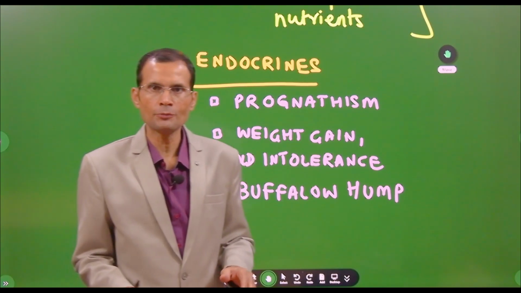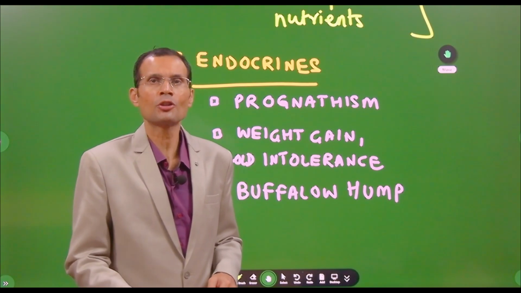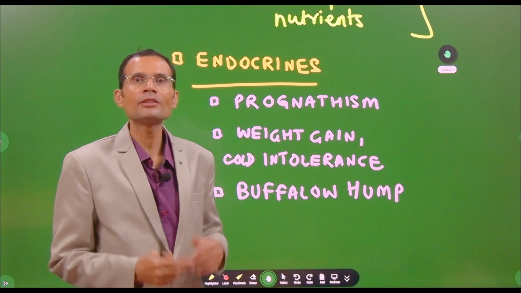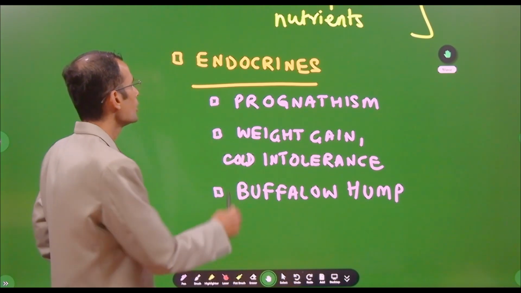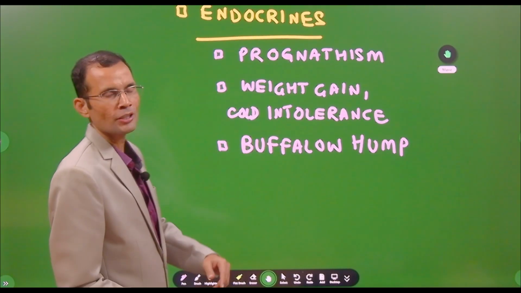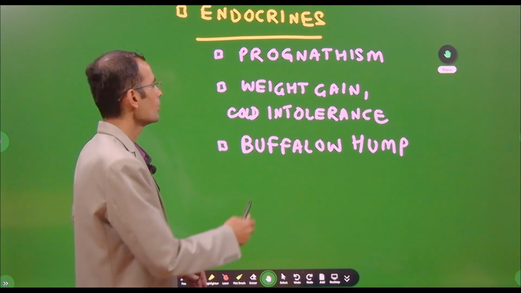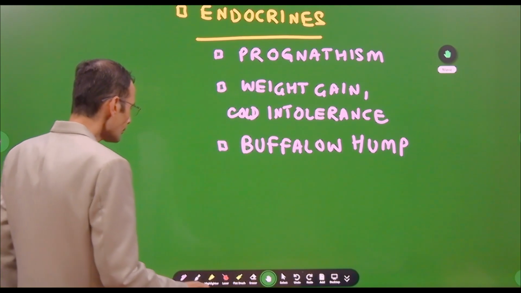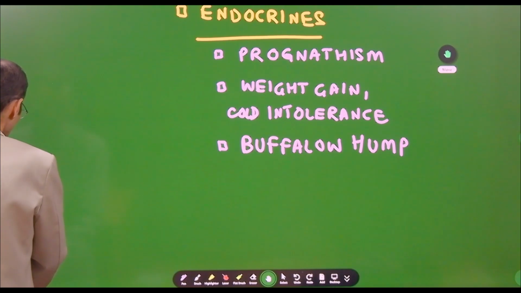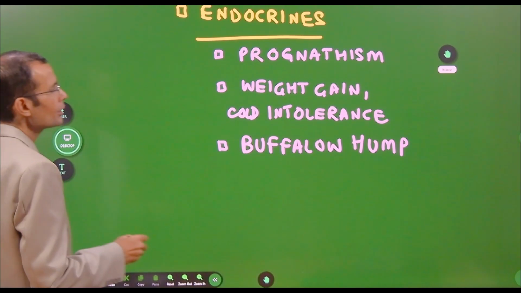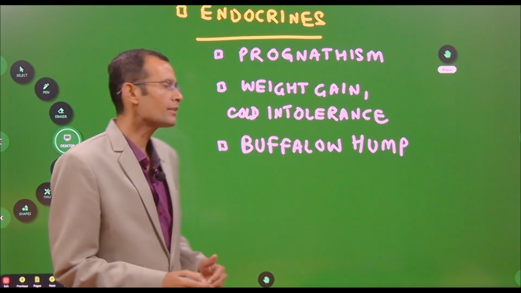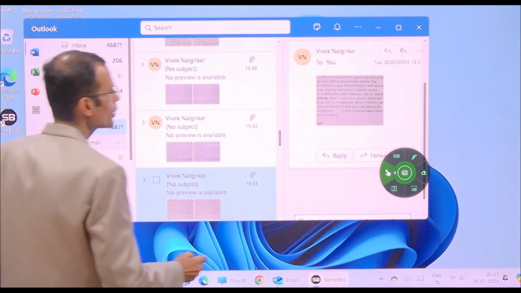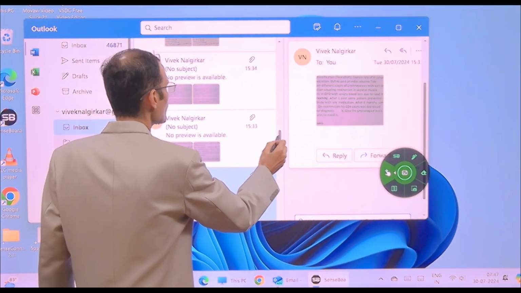So you can easily guess and then write accordingly. Endocrines will be the easiest if the question is on endocrines, like they will say prognathism was seen in the patient. So it's a growth hormone. Weight gain and cold intolerance: hypothyroidism. Buffalo hump: Cushing syndrome. Endocrines will be the easiest part. So these are some of the key phrases which I could think of. Now we will go to the real questions which have been asked previously.